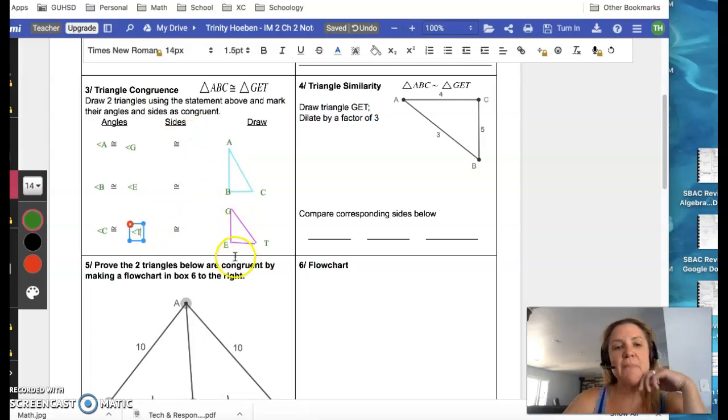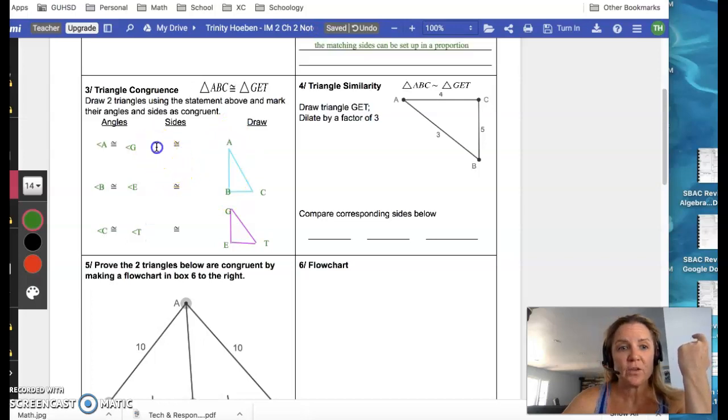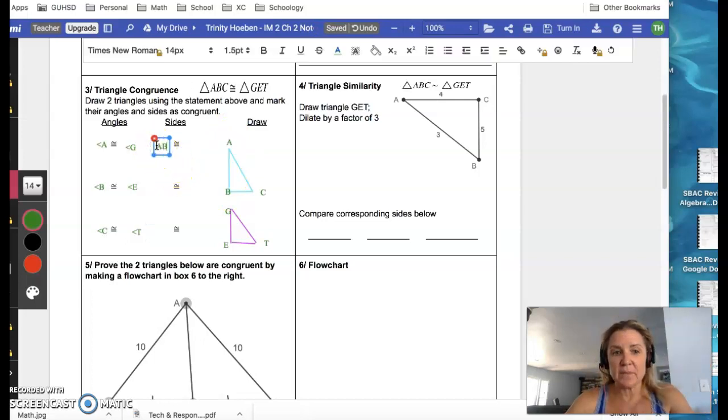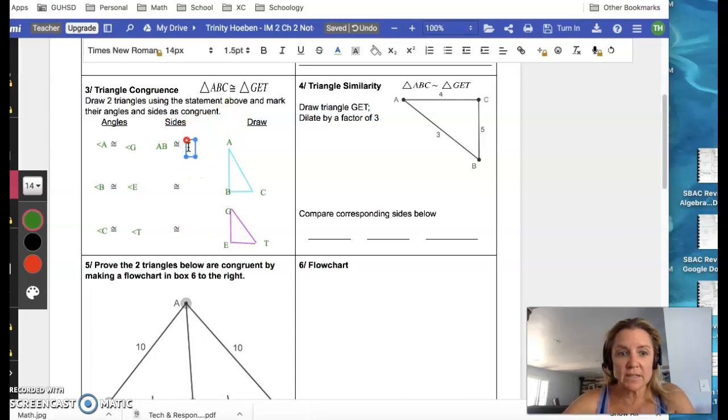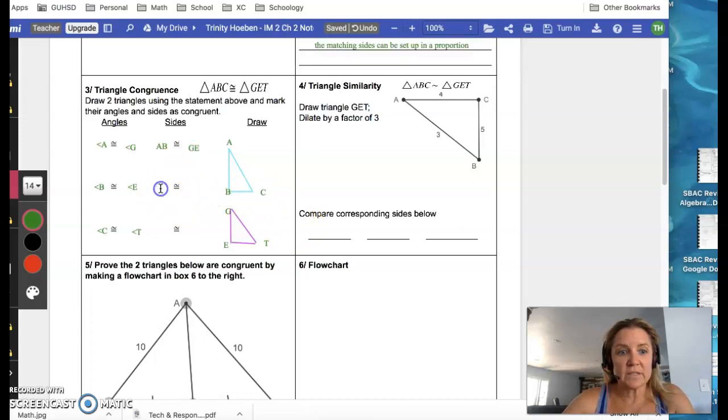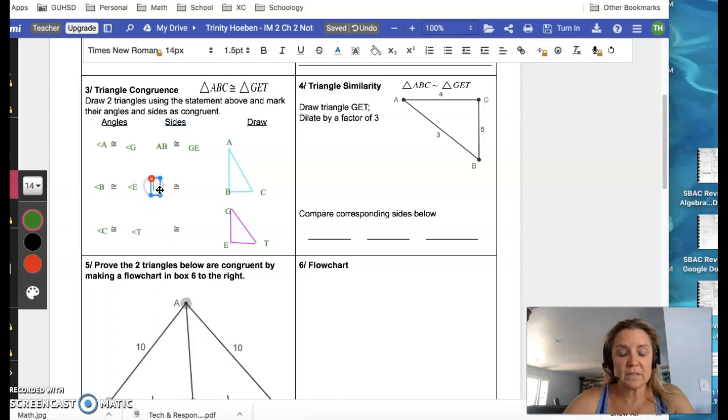All right, now we're going to match up sides, and I just go in order, so from A to B. So for right here, I'm going to put side AB, and the same corresponding side down here is GE. Then I'm going to go across the bottom, B to C, so I'm going to say BC corresponds to ET.